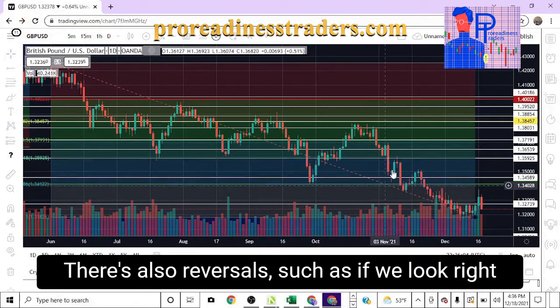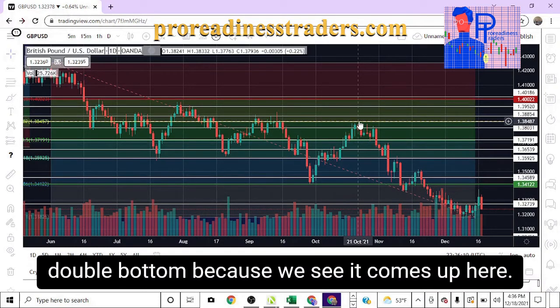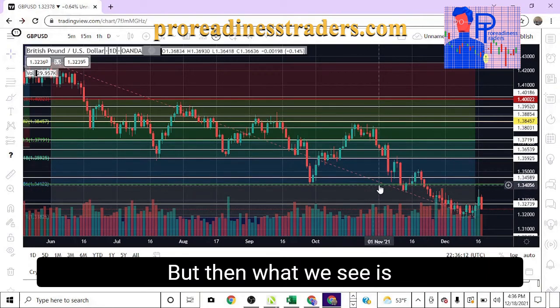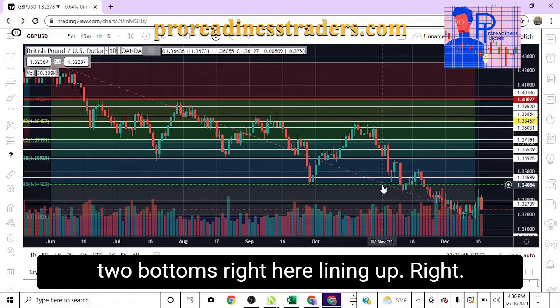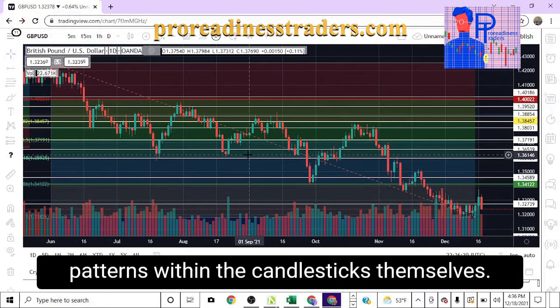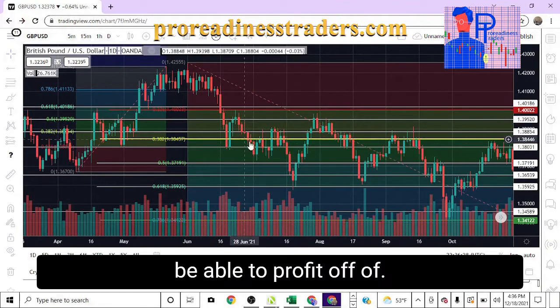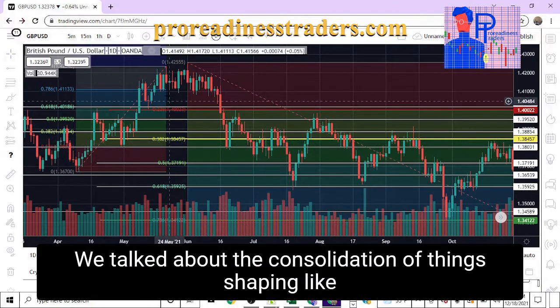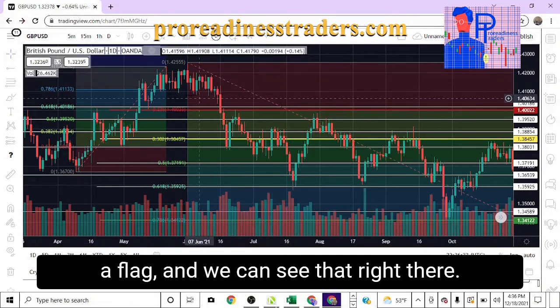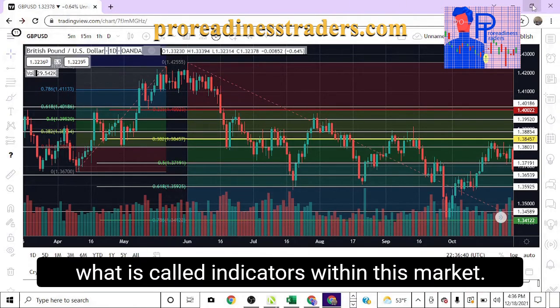as if we look right here, we talked about this could be a possible double bottom because it comes up here, but then we see two bottoms right here lining up, right? So we talked about various patterns within the candlesticks themselves that would be good indicators to profit off of. We talked about the consolidation shaping like a flag, and we can see that right there.